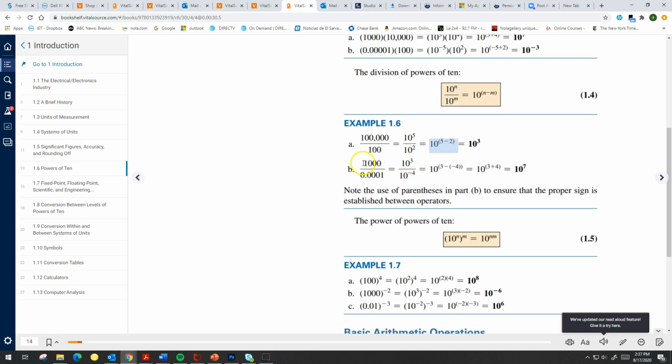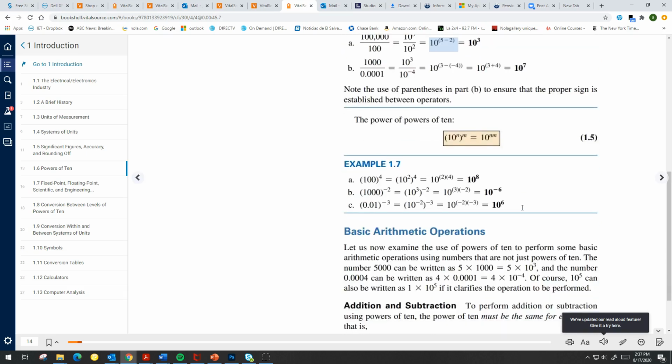Another example here, you have 1,000 divided by 10 to the minus 4, right? So again, the base will remain the same, and now the rule says that I have to subtract the bottom exponent from the top, keeping in mind the sign. So since this is negative at the bottom, right, then when I subtract, it's going to become positive, and then you have 3 minus minus 4, and that will give me 10 to the 7. Okay? All right.